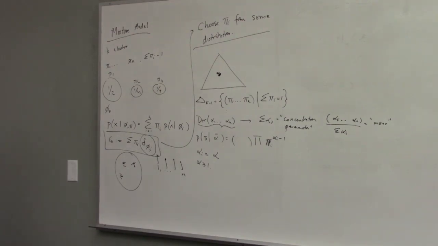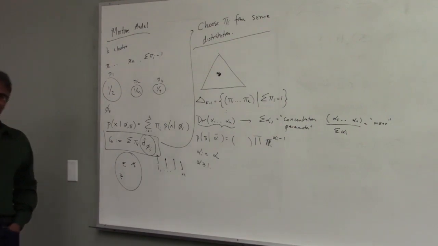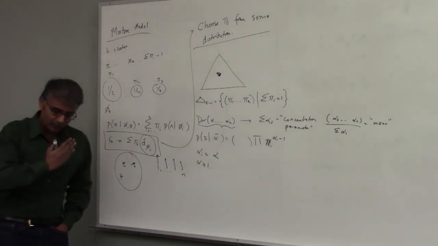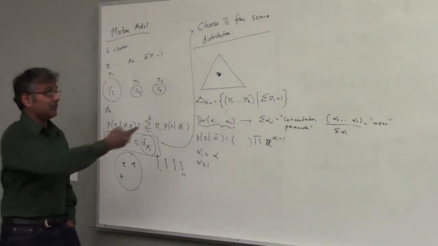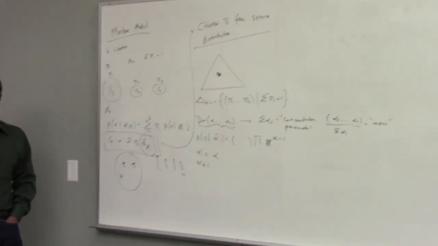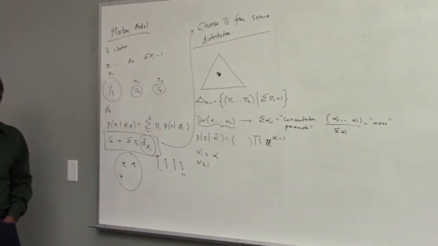Okay, so before we go on, are there any questions about this? And again, the main takeaway is that the Dirichlet distribution allows you to build a probability distribution over multinomials. Each of these points represents a multinomial, a discrete distribution over k atoms. And it allows you to reason about this thing.